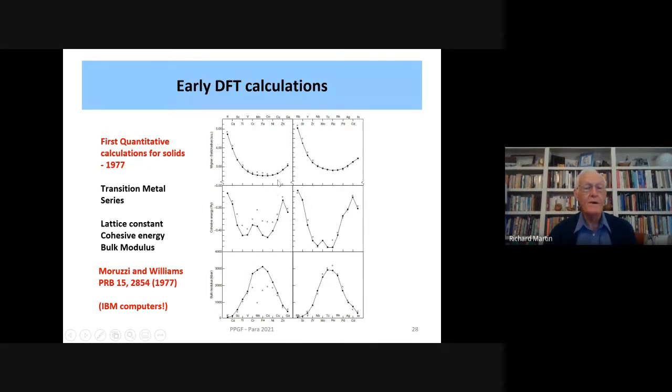And now you can start looking at things like in the middle of the transition series, there's a little difference between the calculations and the actual experimental values for the equilibrium volume. And that little difference turns into a much bigger difference for the cohesive energy or for the bulk modulus. And now we see how much you've gotten and the bit there is to go. These are the systems that are most magnetic and you get effects that are hardest to approximate.